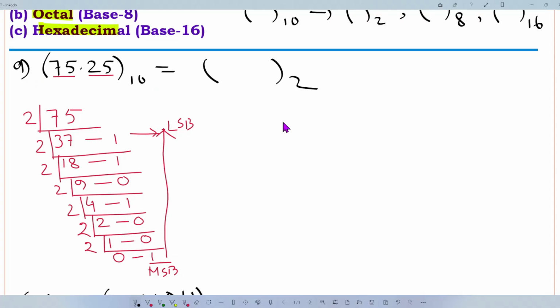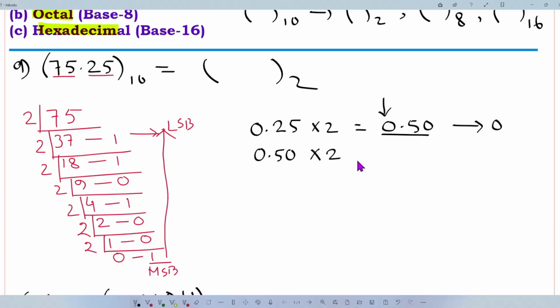Now next part, which is 0.25, right? So this one we will multiply by 2, so we will get 0.5. The integer part is 0, therefore we can write here 0. Then this is 0.50, again we multiply by 2, so once we multiply we will get 1.00, so here is 1, right?